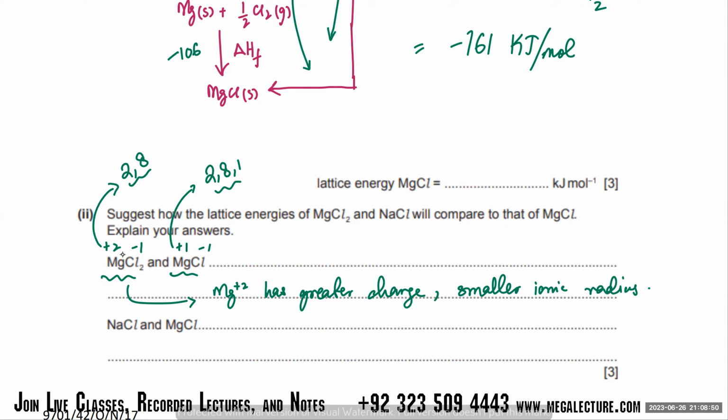So next one is NaCl and MgCl, right? Again, the charges are exactly the same. So who's the stronger lattice?